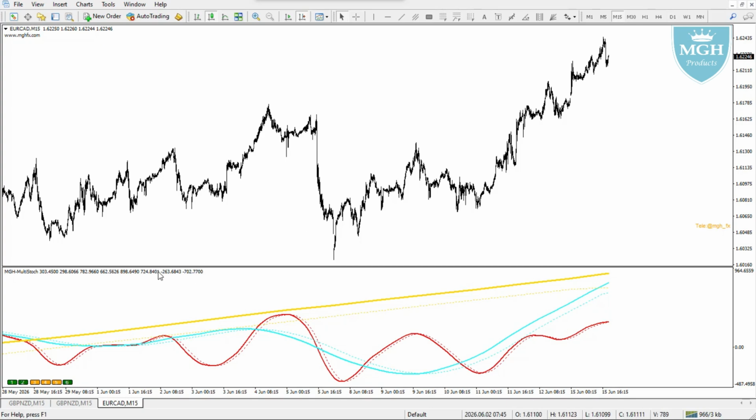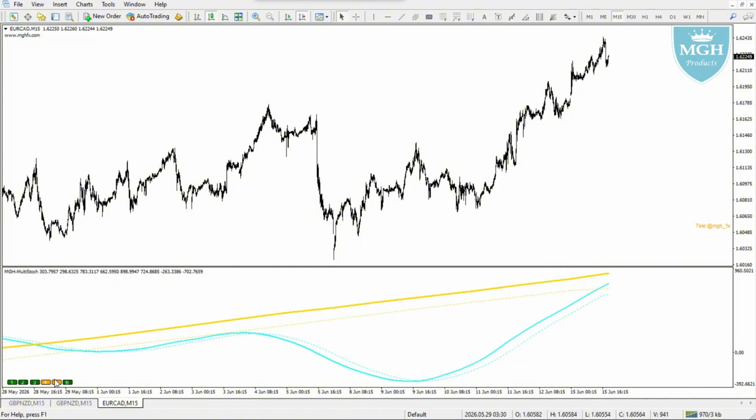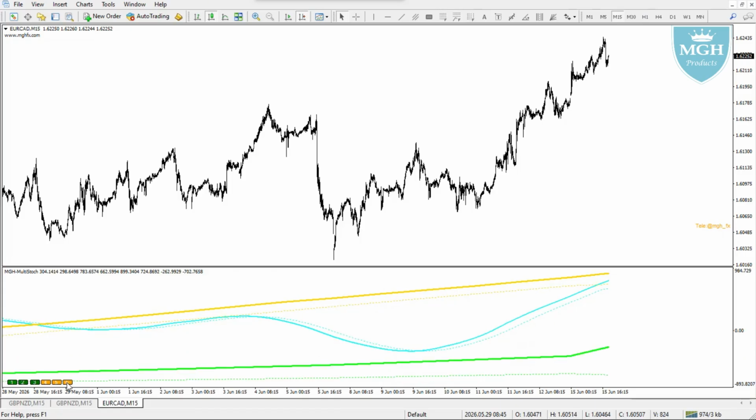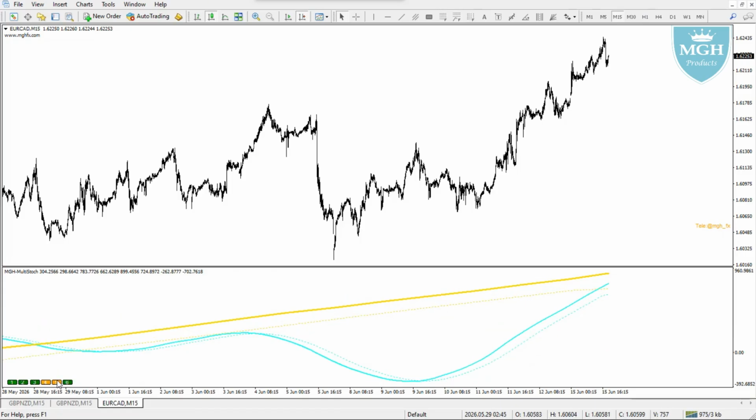MGH-MultiStoch solves this problem. One window, 6 time frames, one look, and you know if you are trading with the flow or against it. You can use it as a confirmation filter for any strategy you already have. For trend strategies, just ask for 1 or 2 higher time frames to agree with your signal. This simple filter can improve the quality of many trading systems.